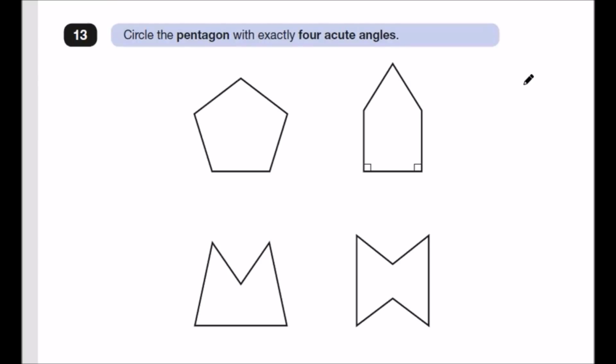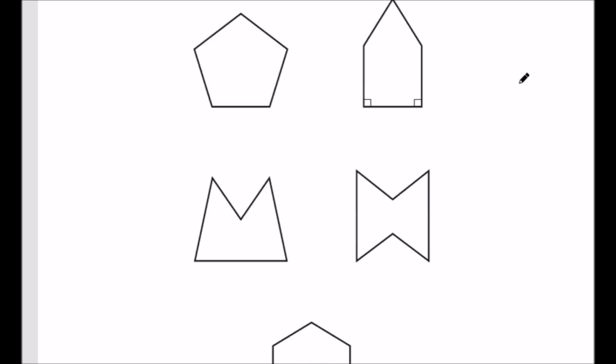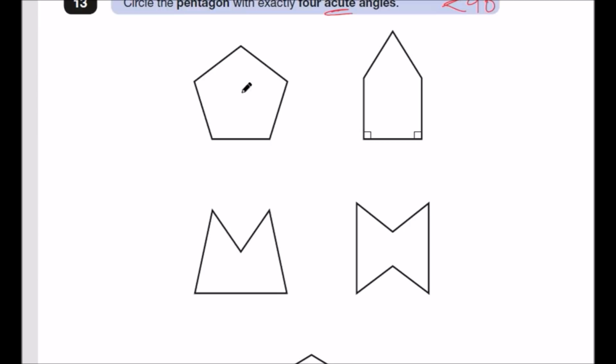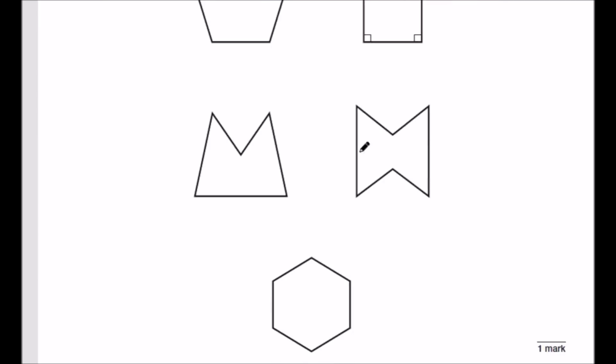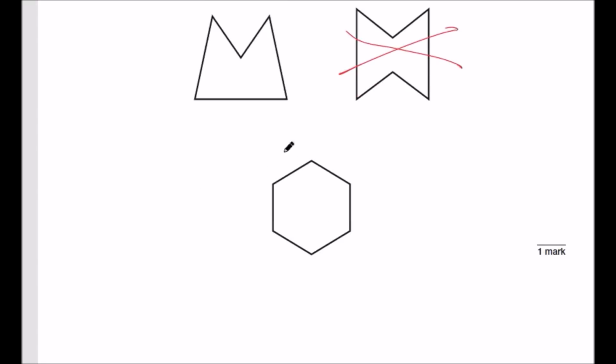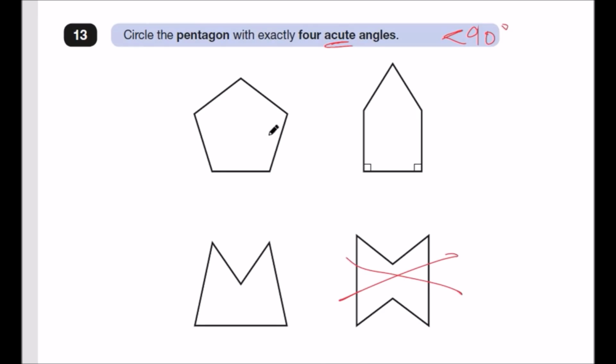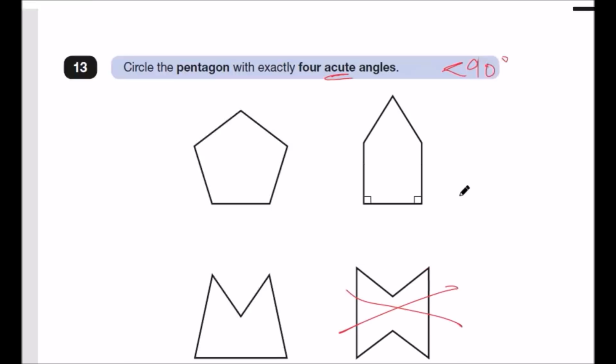Number 13. Circle the pentagon with exactly 4 acute angles. So acute angles means angles that are less than 90 degrees, yeah? And a pentagon means 5 sides. So firstly, cross out any non-pentagon shapes. I can already see 2. This shape looks way too big to be a pentagon. There's more than 5 sides. And this one has more than 5 sides. I think they're hexagons actually. Okay, so that leaves us with 3. And it says circle the pentagon, so there's only one correct answer.